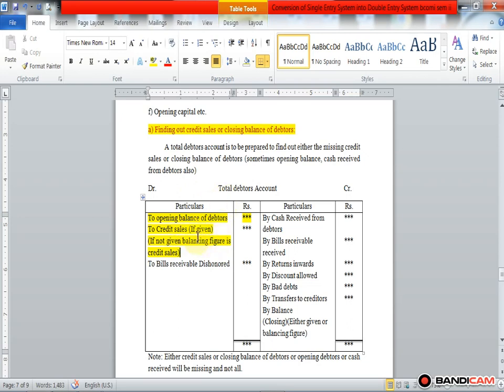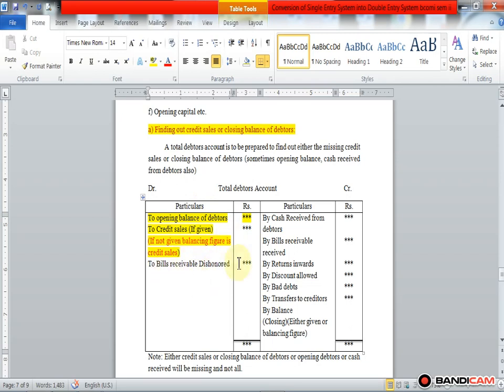If credit sales is given in the problem, then we transfer it to the debit side. If not given, then the balancing figure is our credit sales.